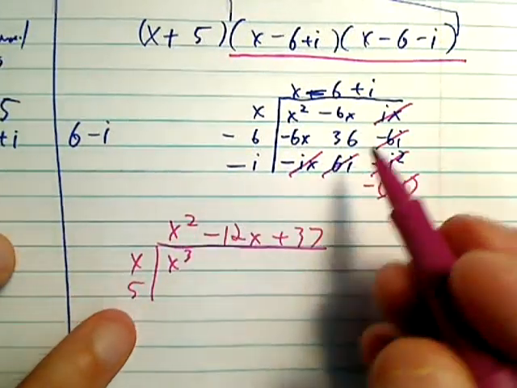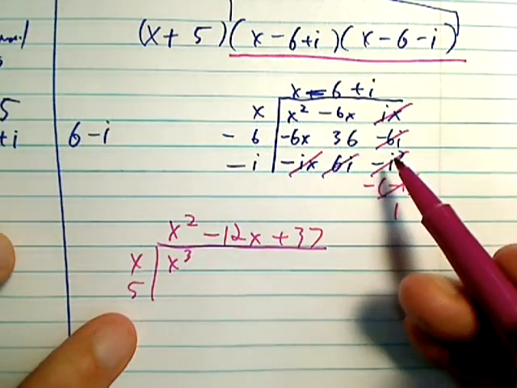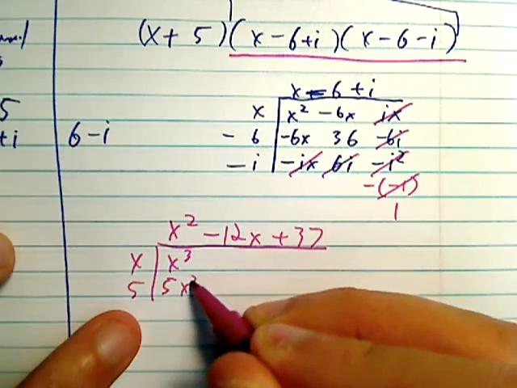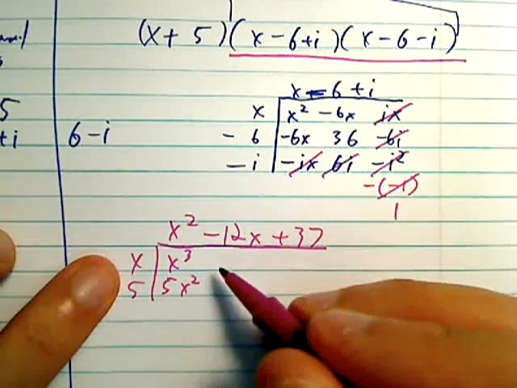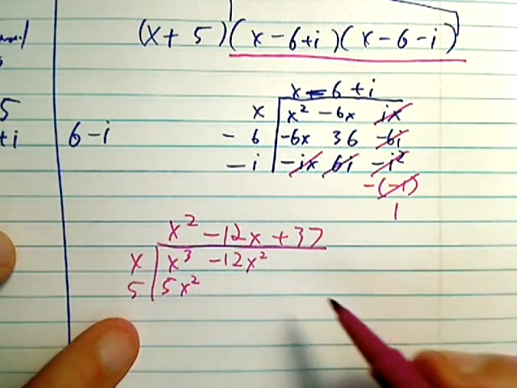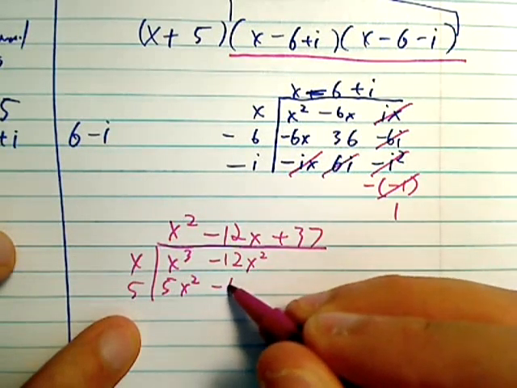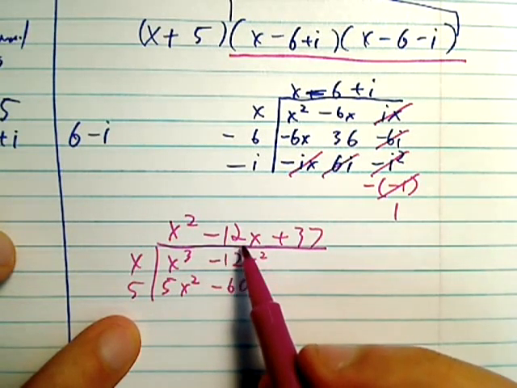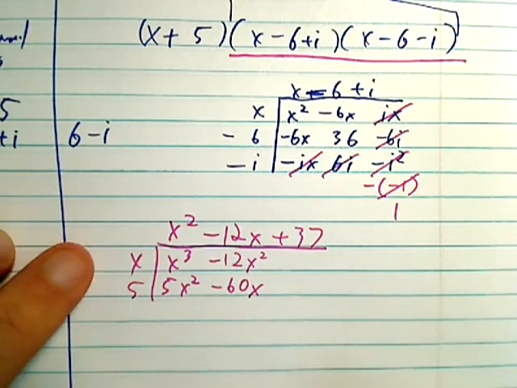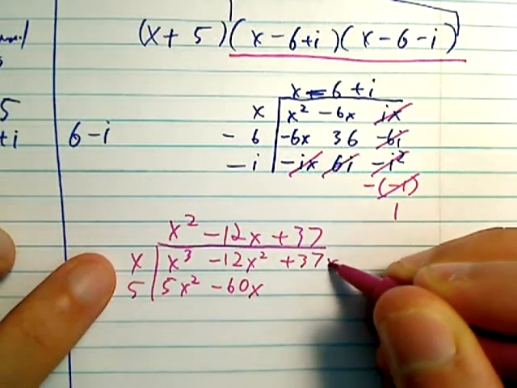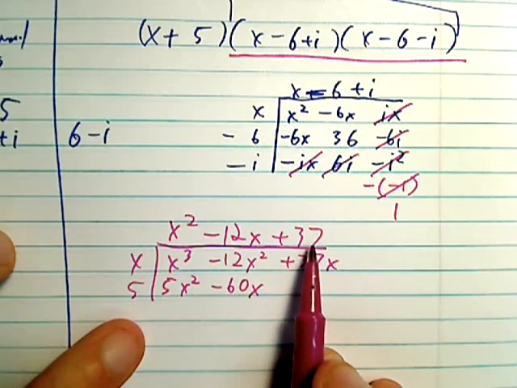I'm just going to do one more grid here. This won't be as bad as the last one. There are no i's, so everything will be a little more normal. So 5x squared, -12x times x is -12x squared. -12x times 5 is -60x. x times 37 is 37x.